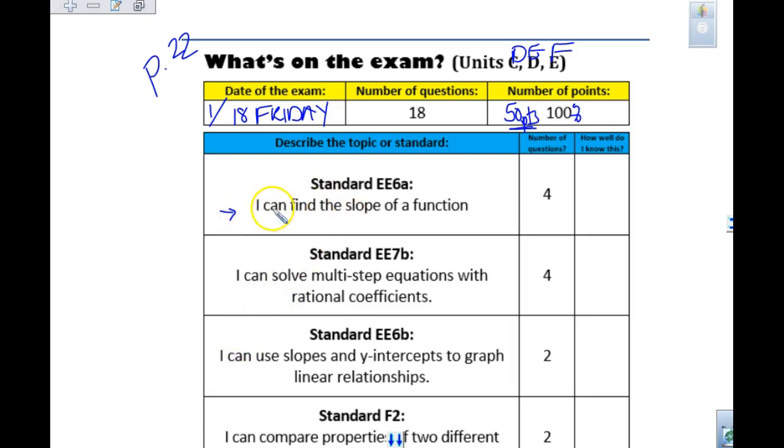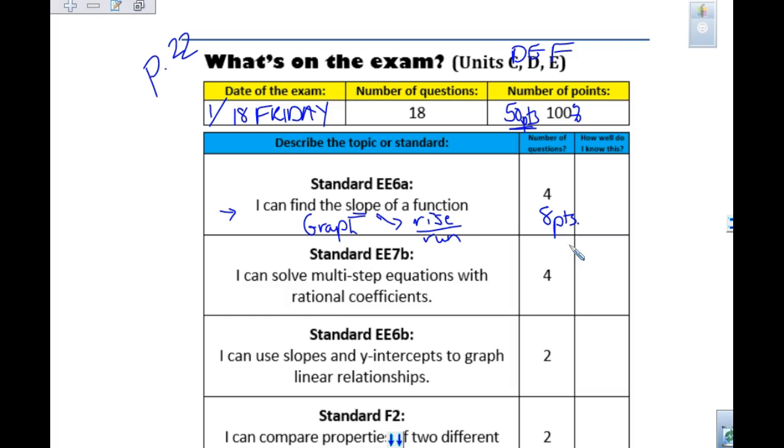So the first standard that you are going to be looking at, I can find the slope of a function. And these are all going to be on graphs. So I'm going to give you a picture of a graph and ask you to only find the slope. How do you find the slope on a graph when you have a line drawn? Easiest way is rise over run. 4 questions, 8 points. It will not ask you to write an equation. It'll only say find the slope.